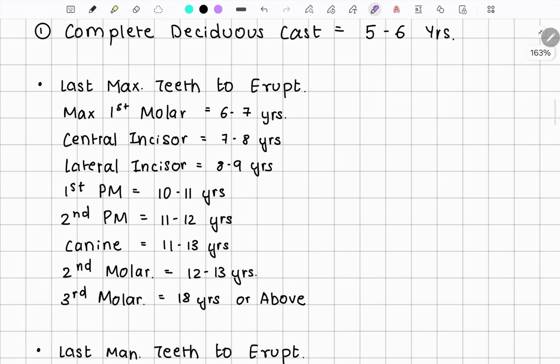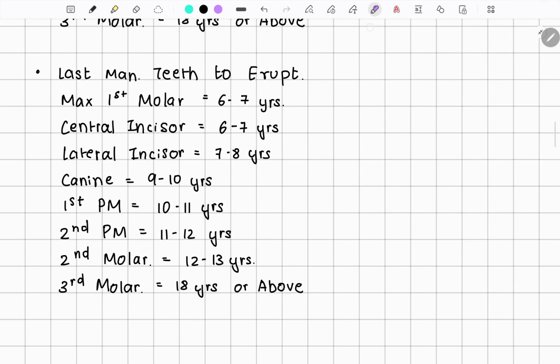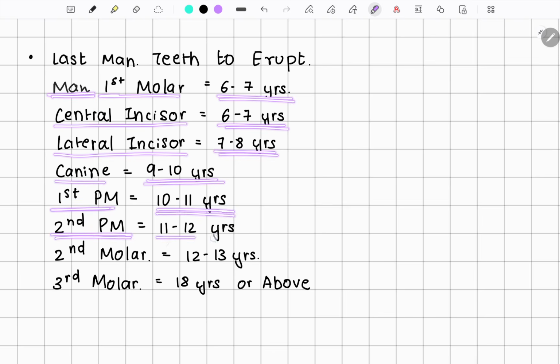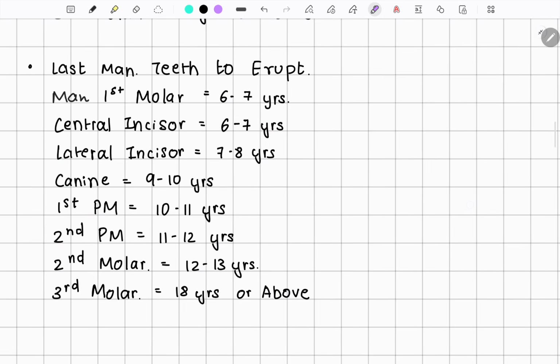You can take a screenshot of this, and remember this age is based on the last tooth to erupt for maxillary teeth. Same for mandibular teeth: if it is mandibular first molar, it will be 6 to 7 years. If it is central incisor, then 6 to 7 years. Lateral incisor, 7 to 8 years. Canine, 9 to 10 years. First premolar, 10 to 11 years. Second premolar, 11 to 12 years. Second molar, 12 to 13 years. Third molar, 18 years and above. You can take a screenshot of this too.